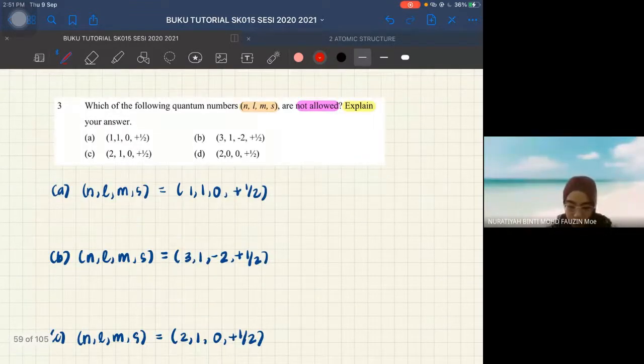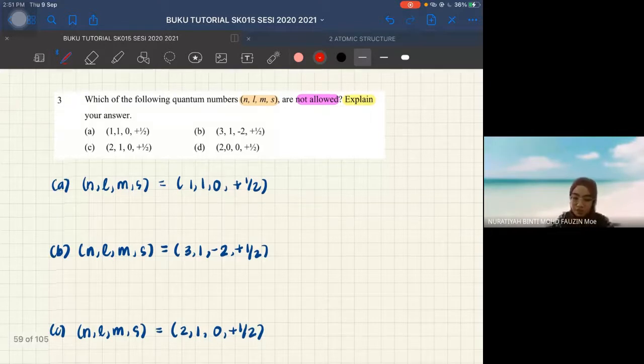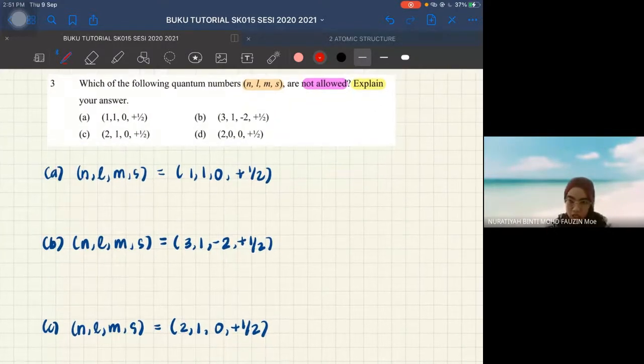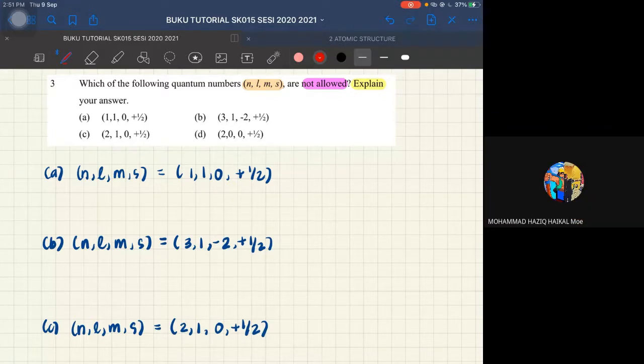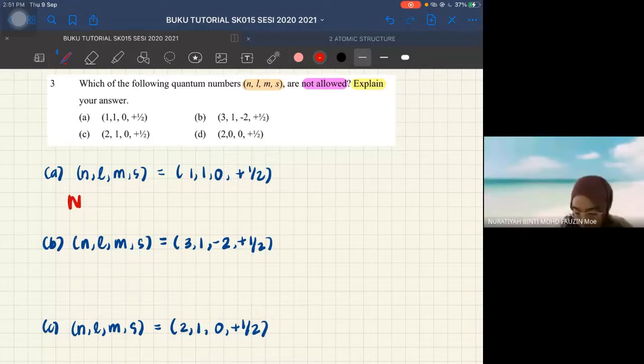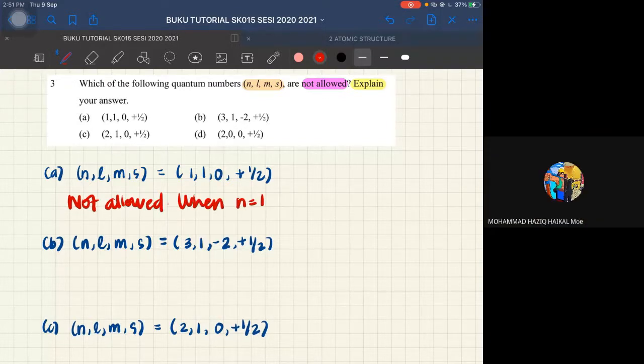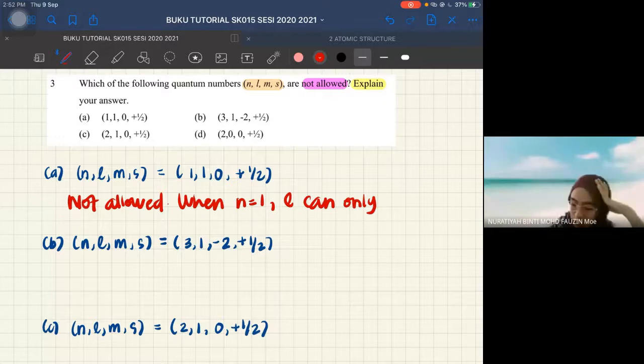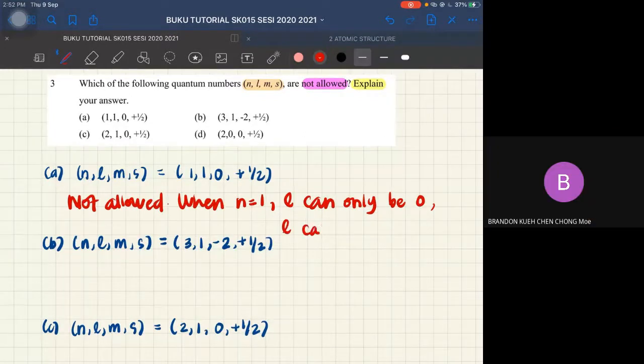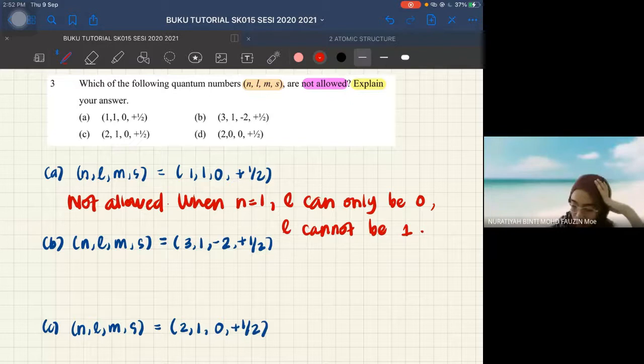Next, we have number 3. Which of the following quantum numbers are not allowed? Explain your answer. So what will we do here? Not allowed, when it's not allowed. n, l, m, s. Is this allowed or not, for A? Not allowed. Okay, because when n is equal to 1, L can only be 0. L cannot be 1. Okay, right.